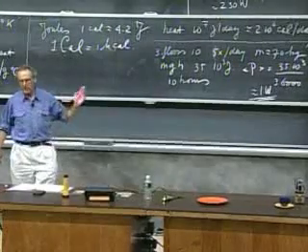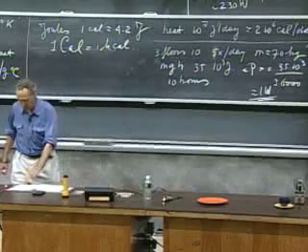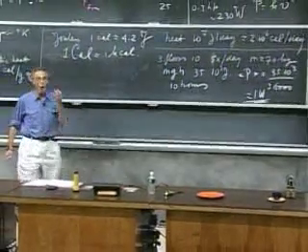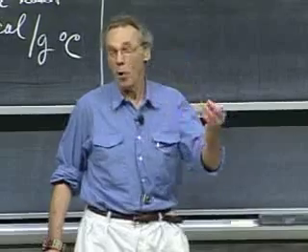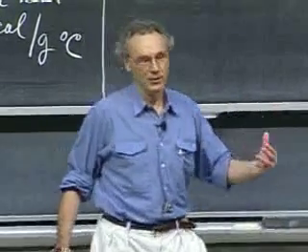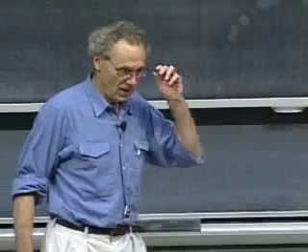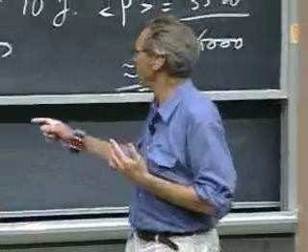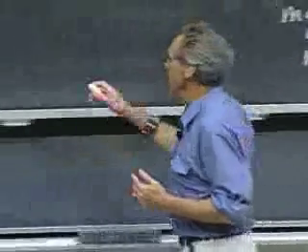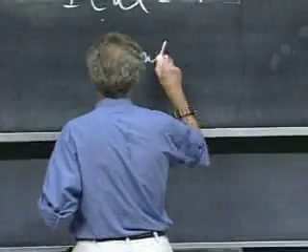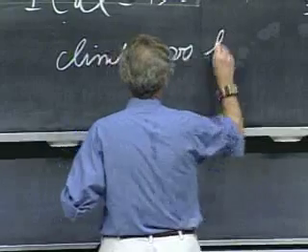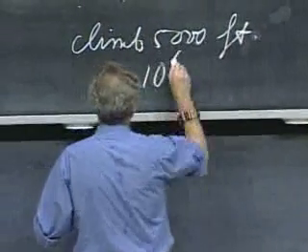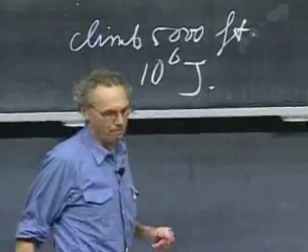And if you do that in 2 hours, the power that you have generated is substantial. You would have generated an average power of 160 watts, more than the body heat, during those 2 hours, of course. And so now the body says, I want to eat more. I want to be compensated for the work. If I climb 5,000 feet, I have to do extra work, which is 10 to the 6 joules, you got to eat more.